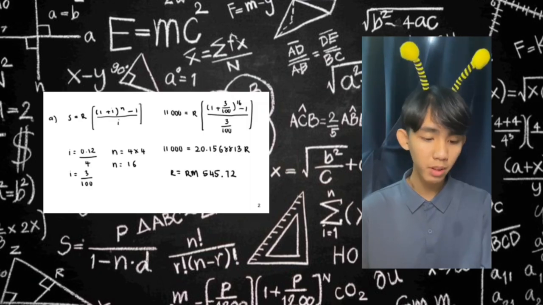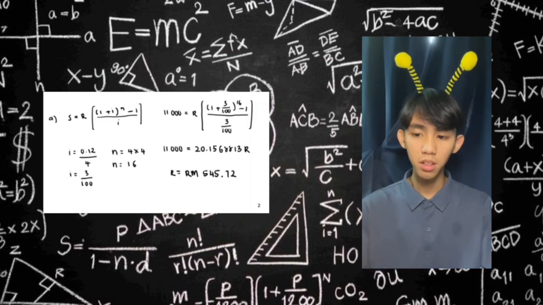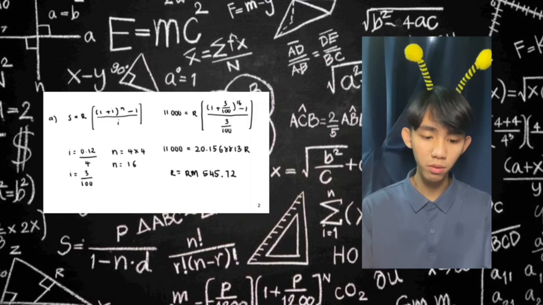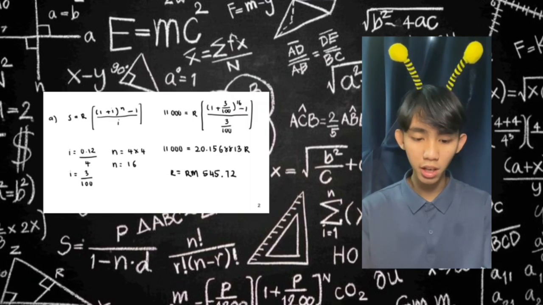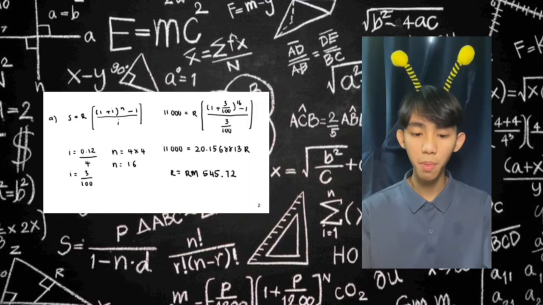And then we need to find the n. So n is t times m. In this question, t was 4 years, and m is also the same as in the i, which is 4. And for n, we get 16. And then we have all the information that we need, and we just put it in the formula.